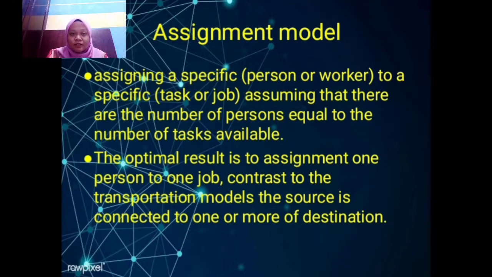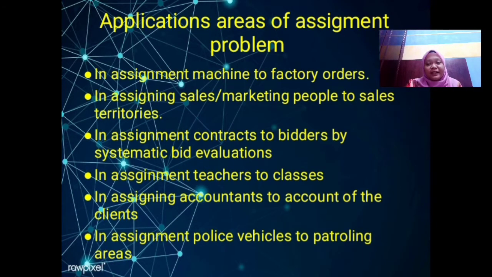So next, about the assignment model. Assigning a specific person or worker to a specific task or job, assuming that the number of persons is equal to the number of tasks available. The optimal result is to assign one person to one job, in contrast to the transportation model where a source is connected to more than one destination.